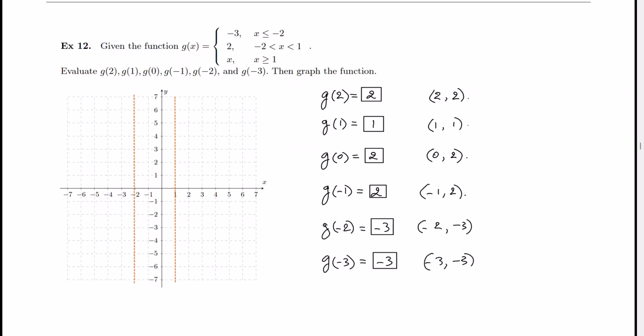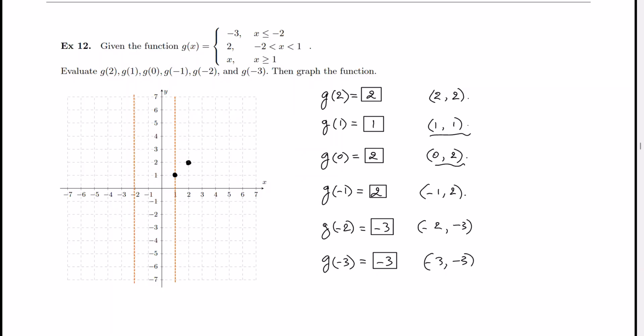So now let's use our points. The point is 2, 2. When x is 2, the y is also 2. So that's 1 point there. Next, we have the point 1, 1. So 1, 1, that's right on the border. So great. It looks like these are going to give me a straight line that looks this way.